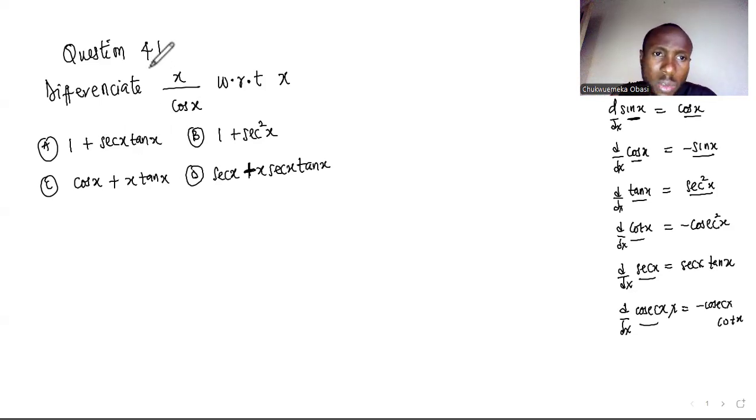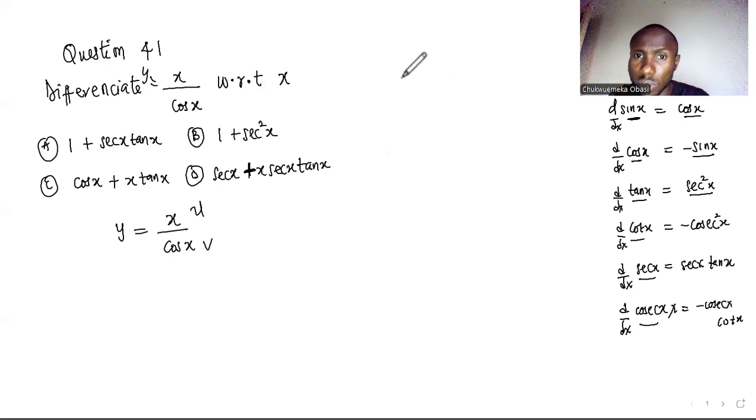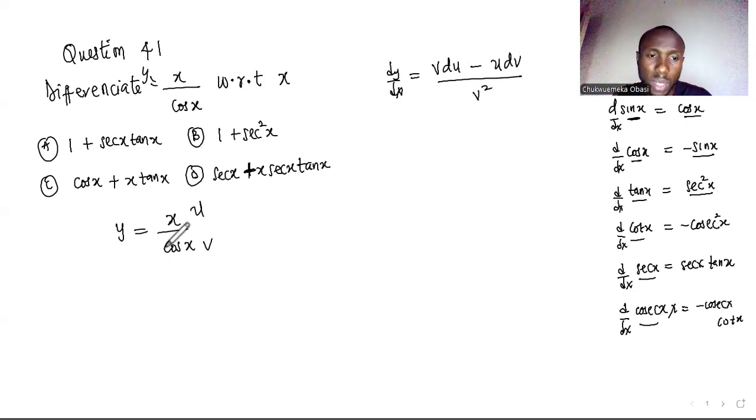First, I will say let y be equal to this quantity, just to make things a lot easier. So y is equal to x upon cos x. This is my u and this is my v. Remember the procedure: to differentiate y with respect to x using the quotient rule, you hold your v, differentiate your u, minus hold your u, differentiate your v, all upon v squared. Straightforward. Now let's get started.